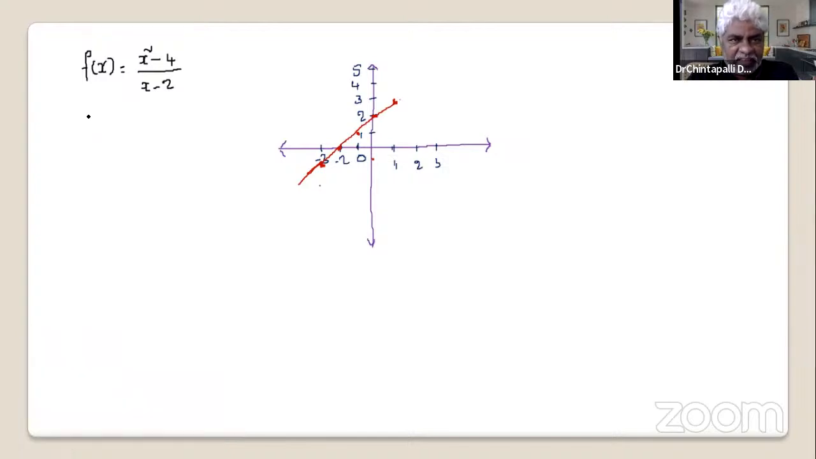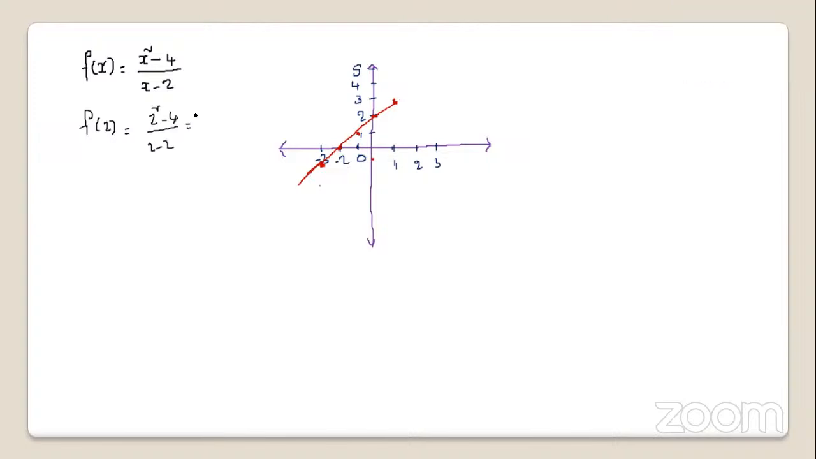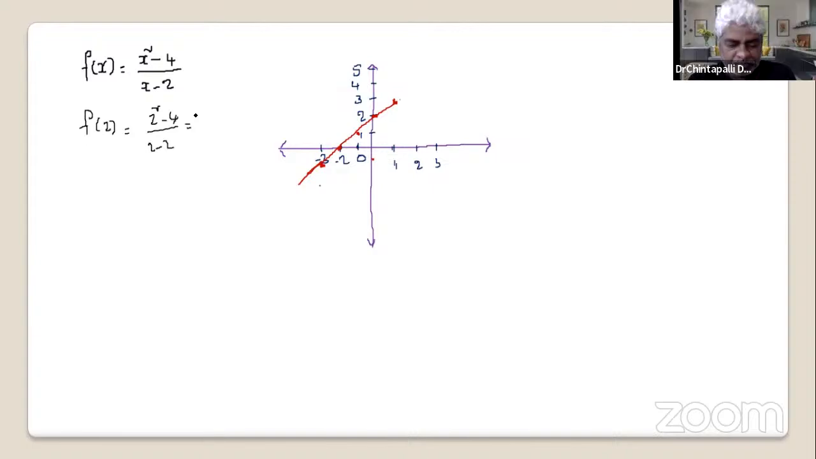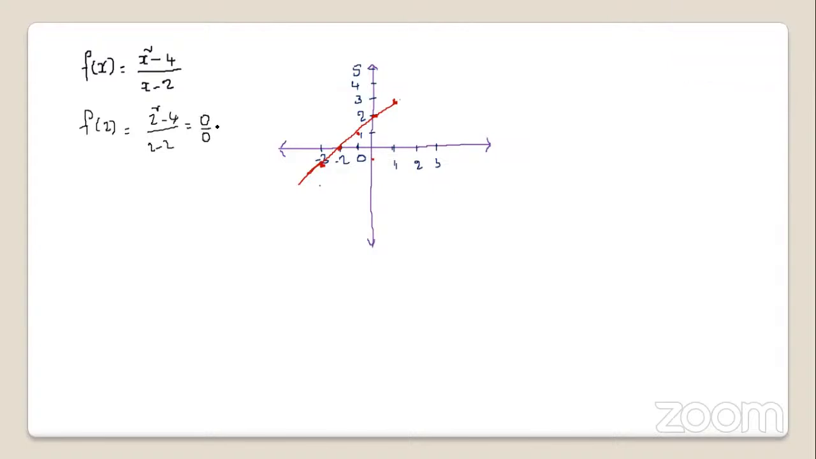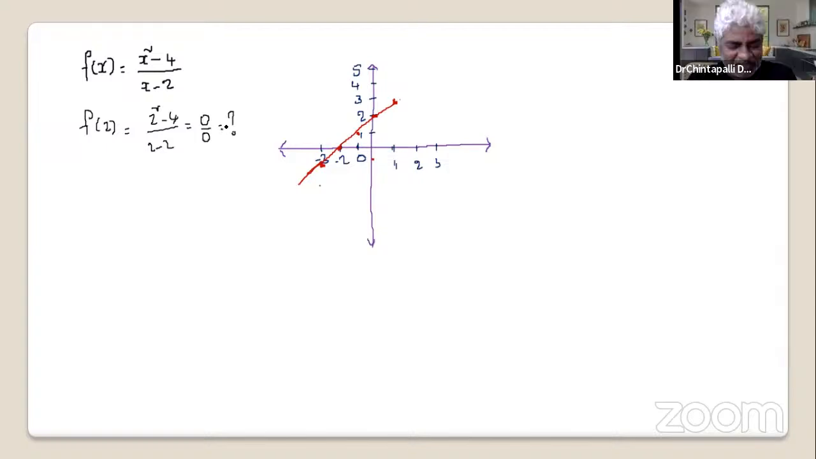That means we are finding the value of f of 2: 2 squared minus 4 over 2 minus 2. What is 2 squared minus 4? 0, sir. So 0 over 0. 0 over 0 is not 0, not 1.